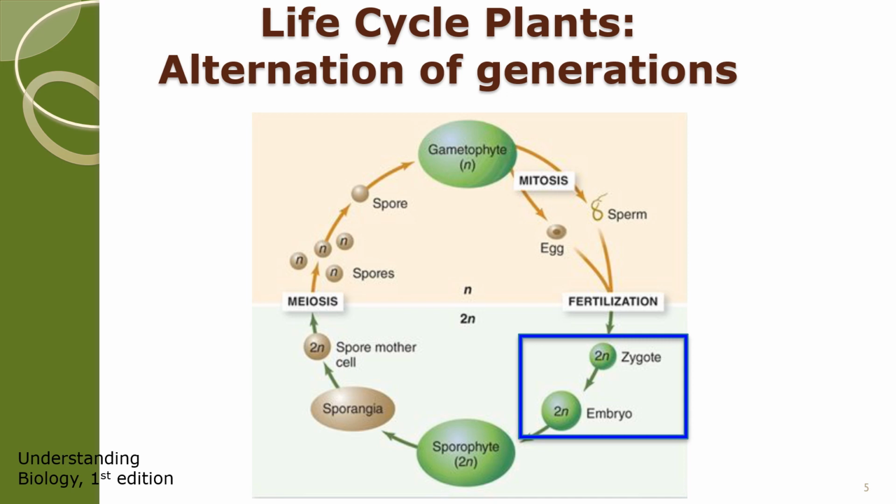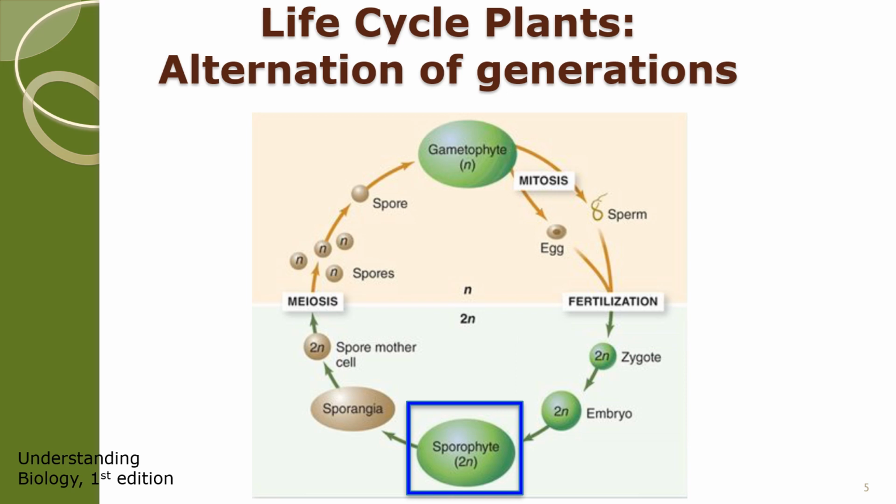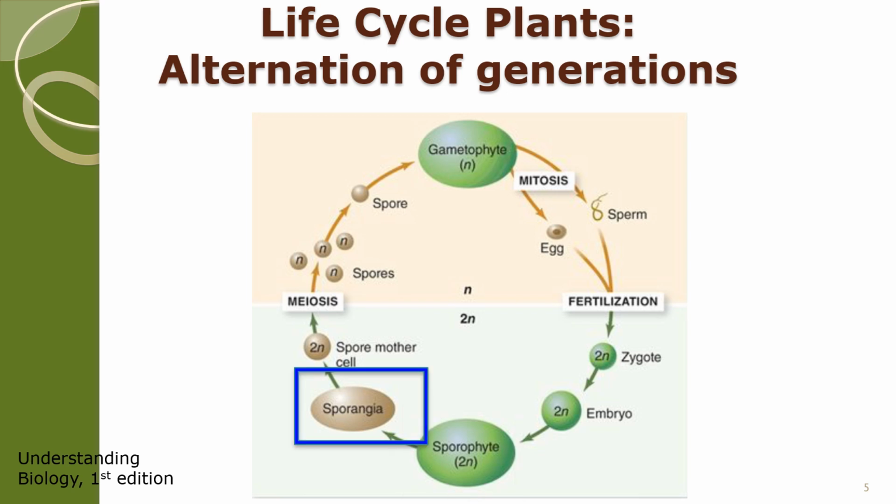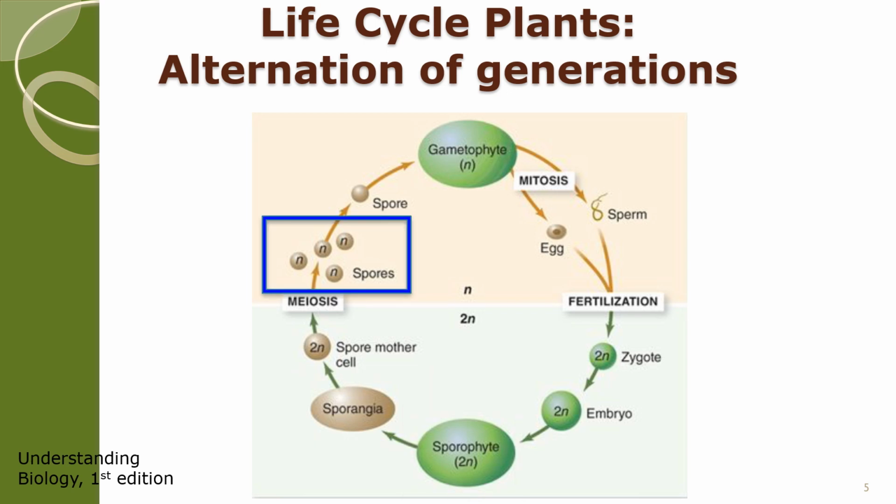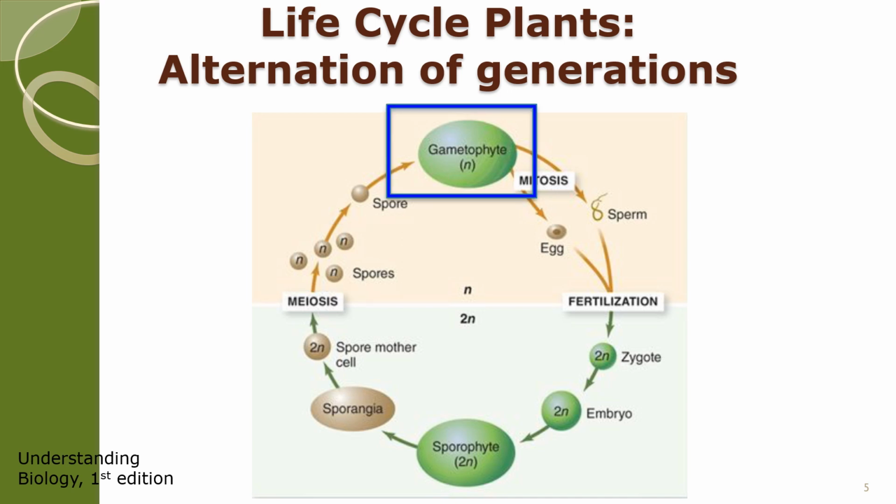The diploid zygote then undergoes development to form an embryo. This embryo then matures to form a sporophyte. The sporophyte can then go ahead and form sporangia, and the sporangia can give rise to spores after undergoing meiosis. These spores can then germinate to form the gametophyte, and the life cycle goes on once again. Thus, plants show the presence of a haploid gametophyte and a diploid sporophyte during their life cycle.